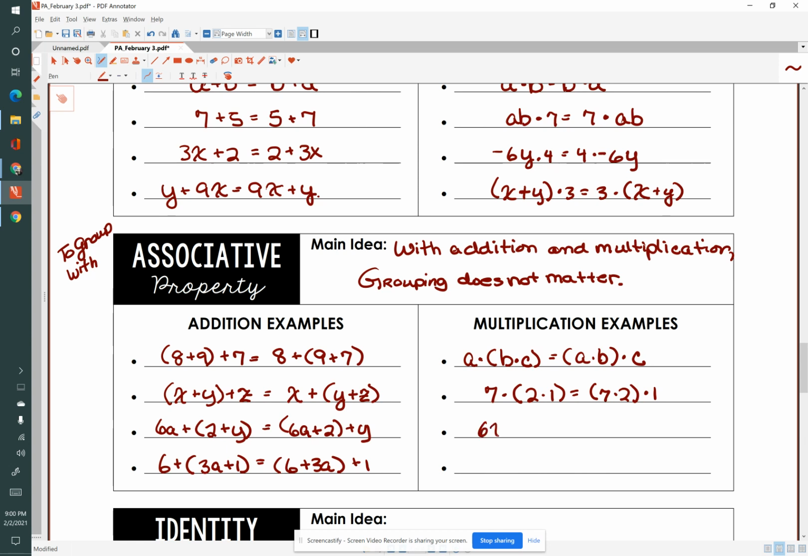We could have 6x times the quantity of 2y times 3, or we can group 6x with 2y, so 6x times 2y, and then multiply that times 3. Either way doesn't matter because the associative property says that the grouping does not matter. So let's do one more example. 4a times 3b times 5c, or we can group 4a times 3b and multiply all of that times 5c.